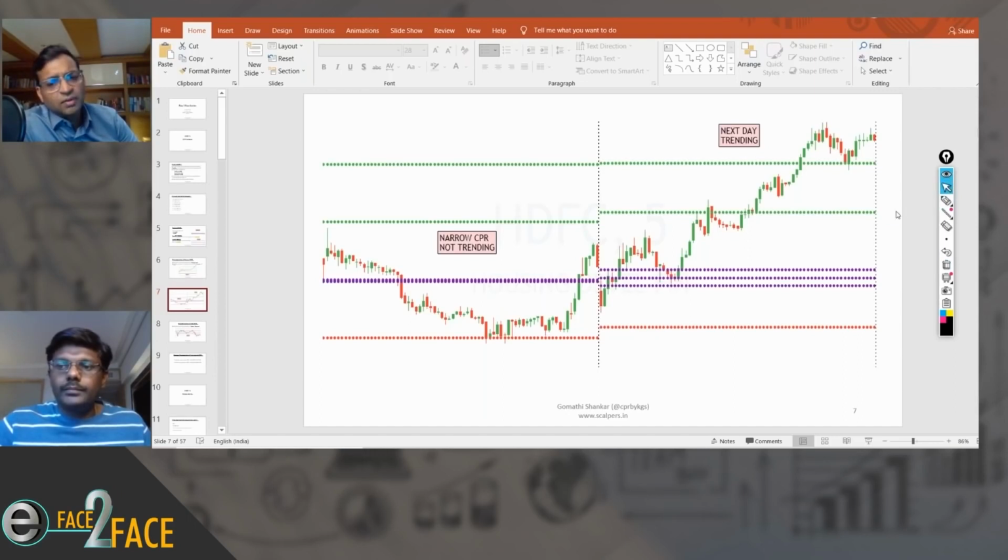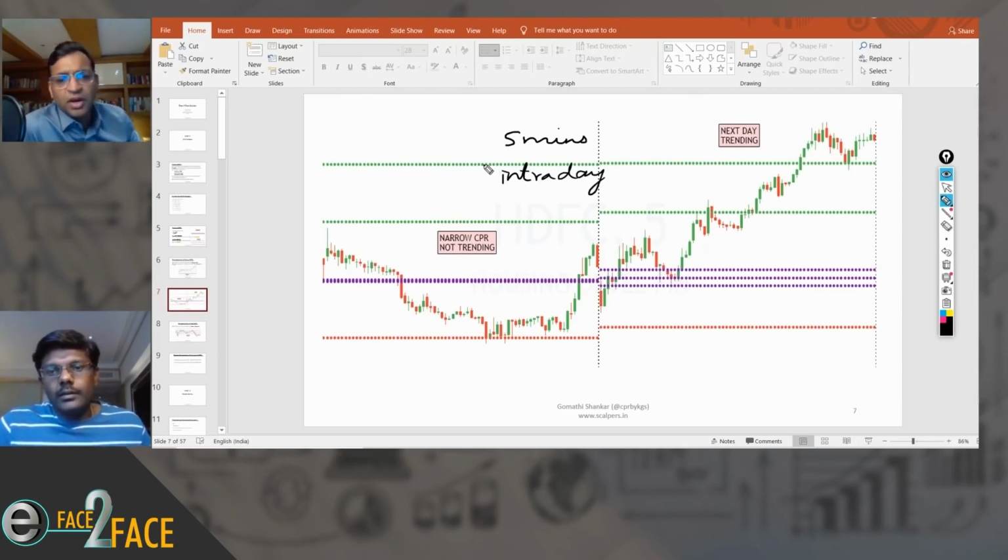What's the duration of this candle which you are showing? 5 minutes or 15 minutes? 5 minutes. Predominantly, we will be using 5 minutes in case of intraday trading, so this is a good strategy for intraday trading. People use the 5 minute chart to ride the trend. Yes.